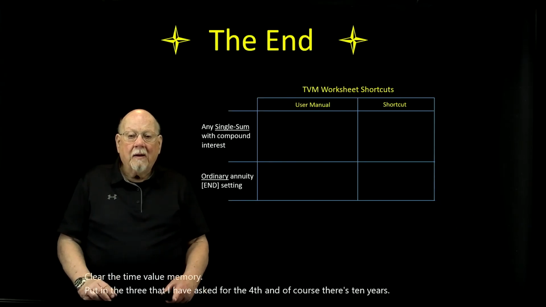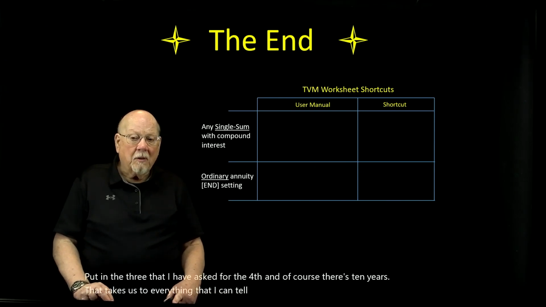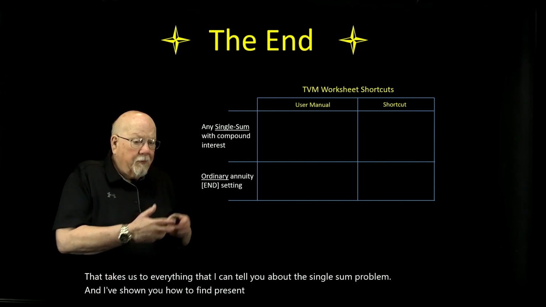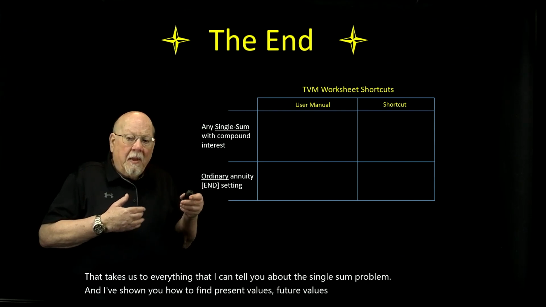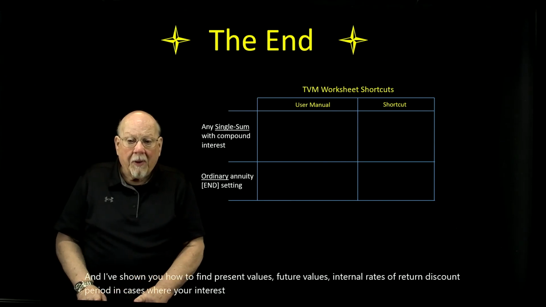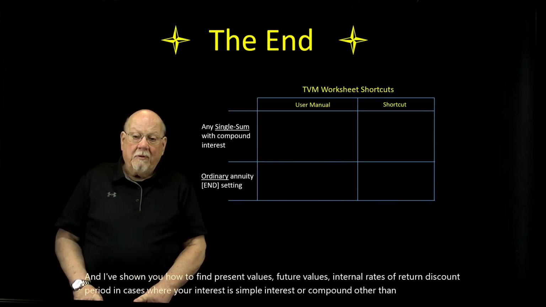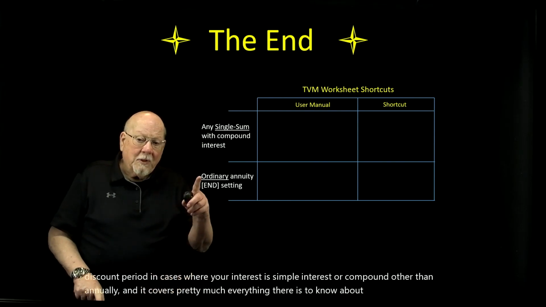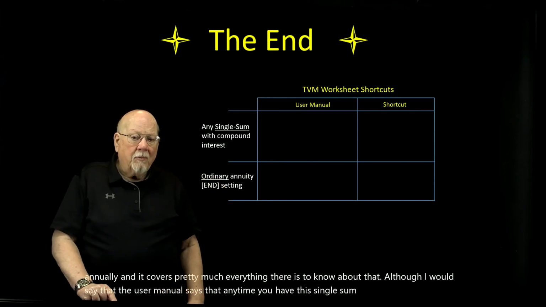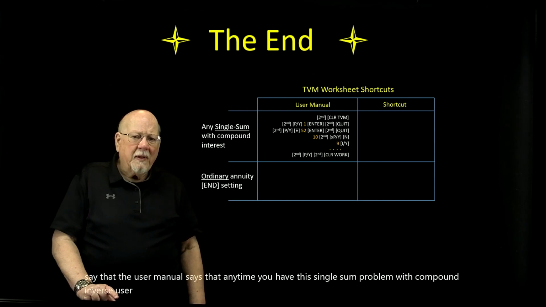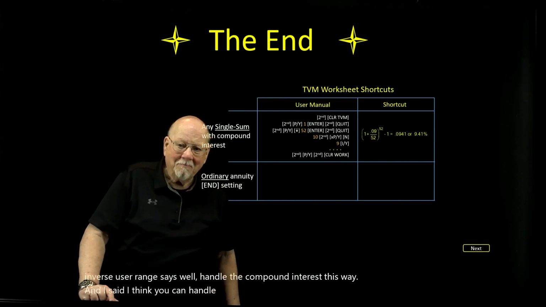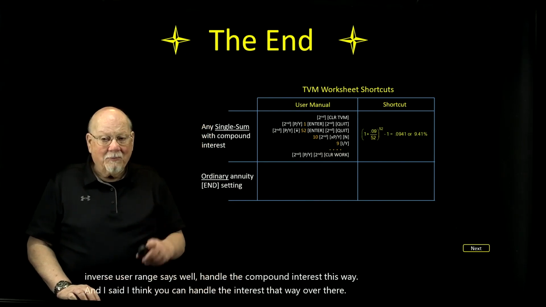That takes us to everything that I can tell you about the single sum problem. And I've shown you how to find present values, future values, internal rates of return, discount period, in cases where your interest is simple interest or compound other than annually. That covers pretty much everything there is to know about that. Although I would say that the user manual says that anytime you have this single sum problem with compound interest, handle the compound interest this way, and I said, I think you can handle the interest that way, over there. That's up to you. You're going to have to use one of the two of them.